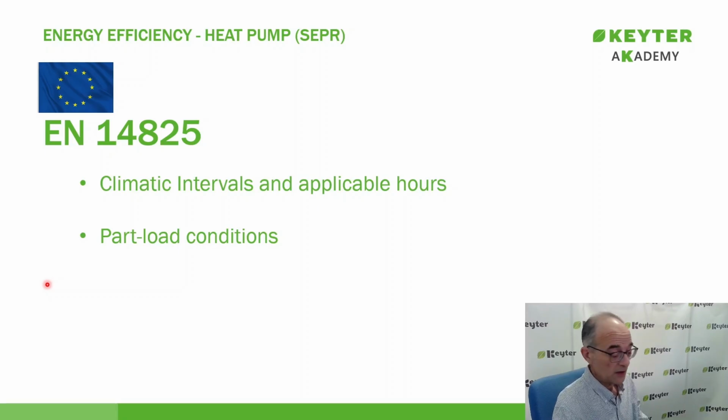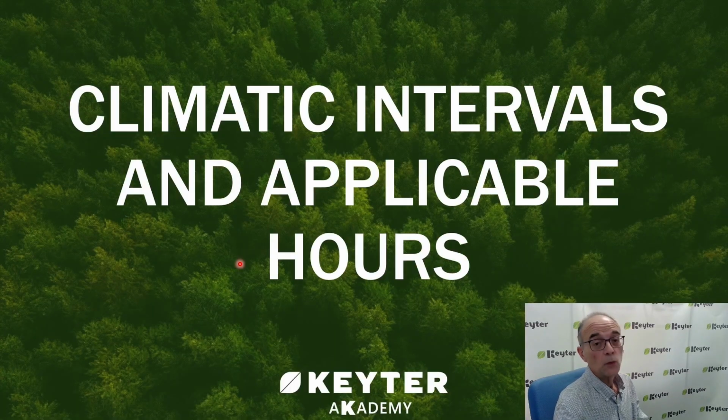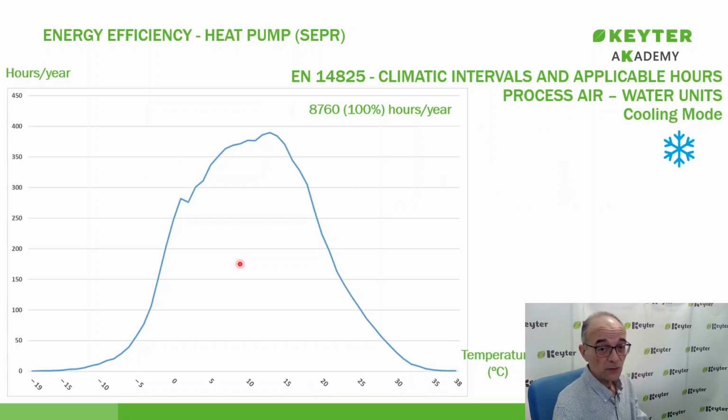All right, as before, we would need to define the climate zones where the unit will operate and the partial loads at which we must simulate its operation to perform the calculations. What are the climate zones? Well, in this case, we find that the 14825 standard for process chillers, which will operate in cooling mode, gives us this histogram for air to water. As a note, notice that it does indeed operate 100% of the hours in a year, those 8,760 hours, because a process chiller in industry can actually be running all those hours, or close to that amount. And the temperatures will range from -19 degrees up to 38 degrees.